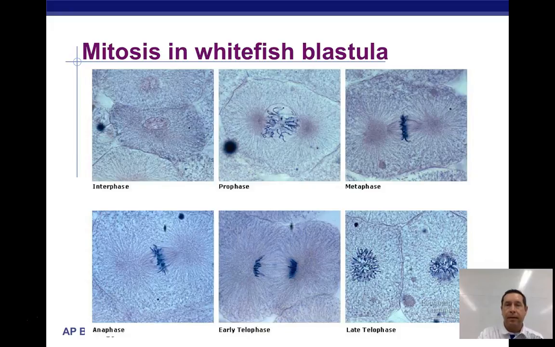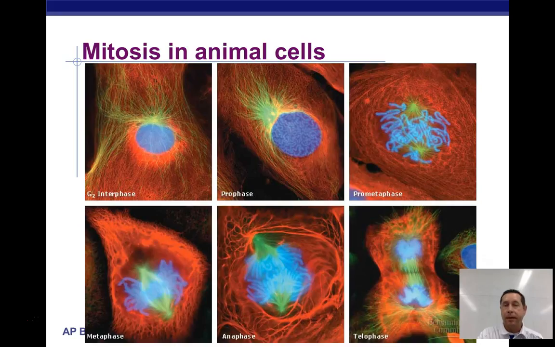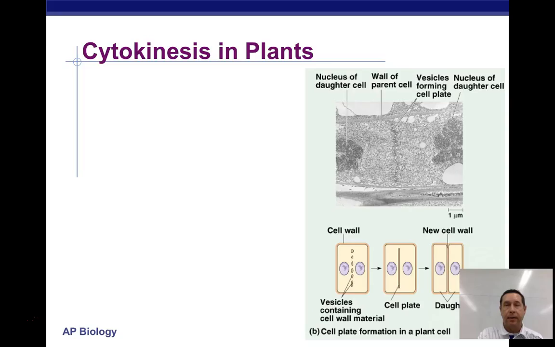Here we can see the stages in an animal cell. This is a whitefish blastula. This is in the developing embryo of a whitefish. Another picture here in animal cells.